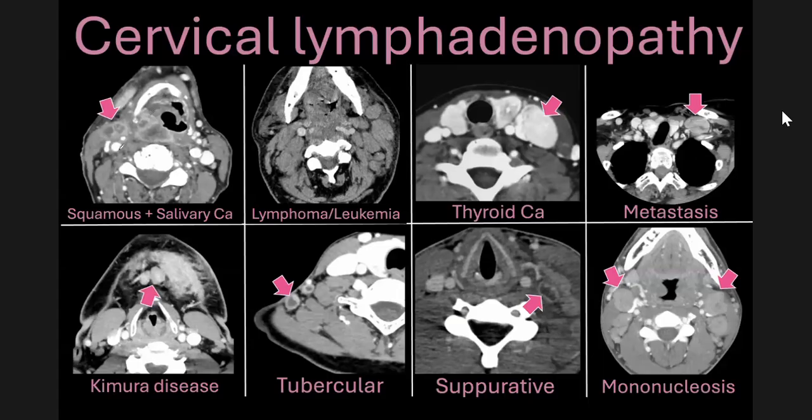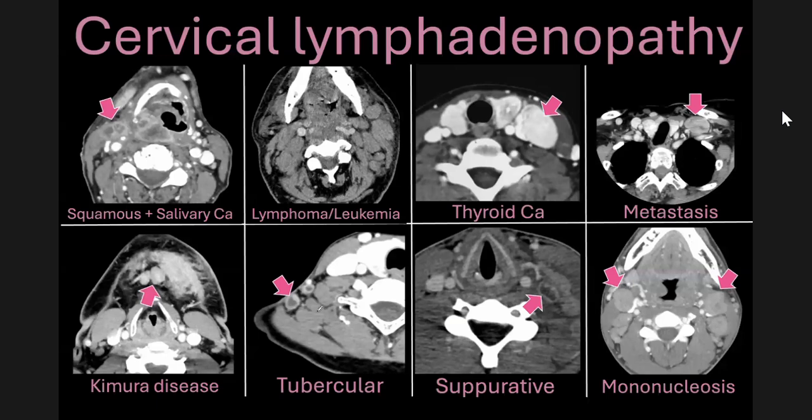We can see cervical lymphadenopathy in different squamous and epithelial cancers of the head and neck. They can be enlarged in lymphoproliferative disorders like lymphoma and leukemia. Thyroid cancers could present with cervical lymphadenopathy. There can be systemic malignancies, cancers that can present with supraclavicular lymphadenopathy or other cervical lymphadenopathy. Again, there can be other lymphoid disorders like Kimura disease and Castleman disease that could lead to cervical lymphadenopathy.